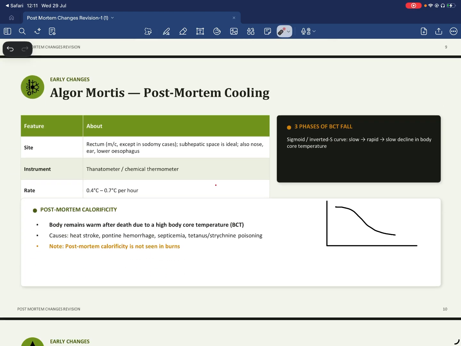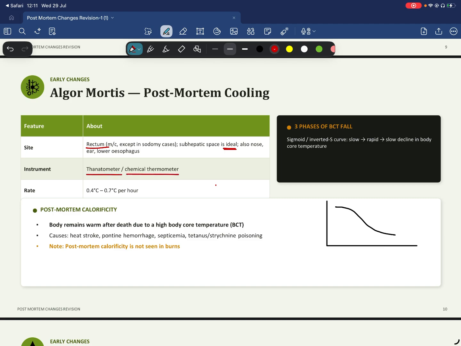Algor mortis, which is post-mortem cooling. The most common site for measurement of body temperature is the rectum, whereas the ideal site for measurement of body temperature is the subhepatic space. The nose and lower esophagus are also common sites used. The instrument used to measure this temperature is the thermometer or a clinical thermometer. The rate at which the body cools is between 0.4 degrees Celsius to 0.7 degrees Celsius per hour. The average is around 0.5 degrees Celsius per hour.